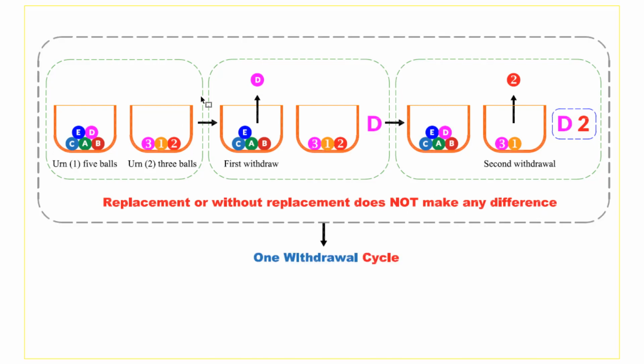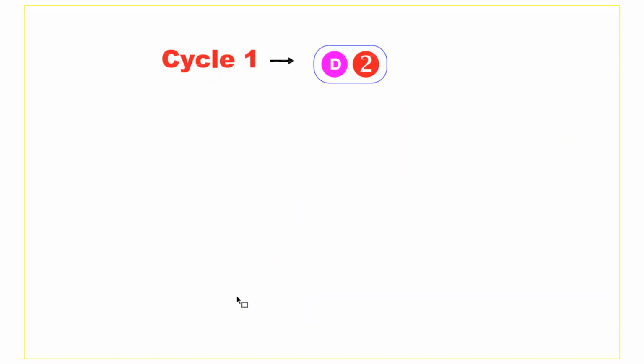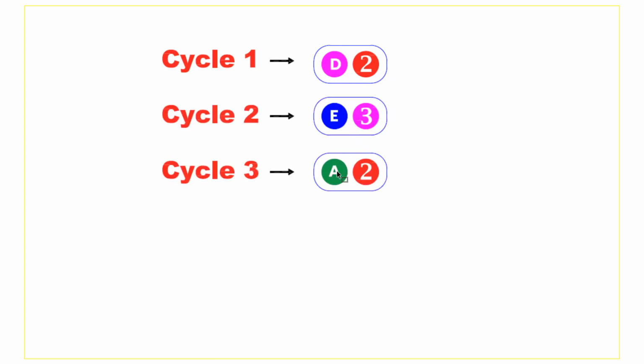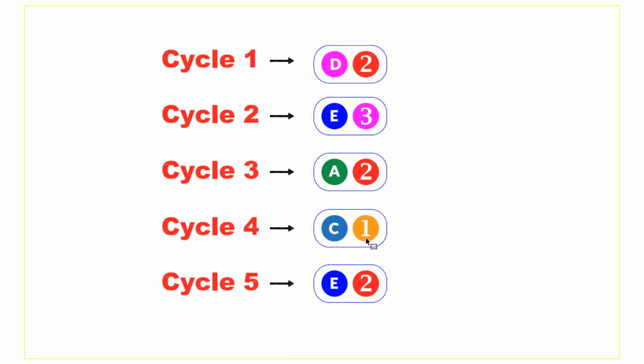So if we repeat this cycle, we are going to generate sequences, and one process means one cycle, one withdrawal cycle, to generate one random sequence such as D2. So if we repeat this cycle, we have cycle 1, we may get sequence D2, cycle 2 we may get sequence E3, A2, C1, and so on.